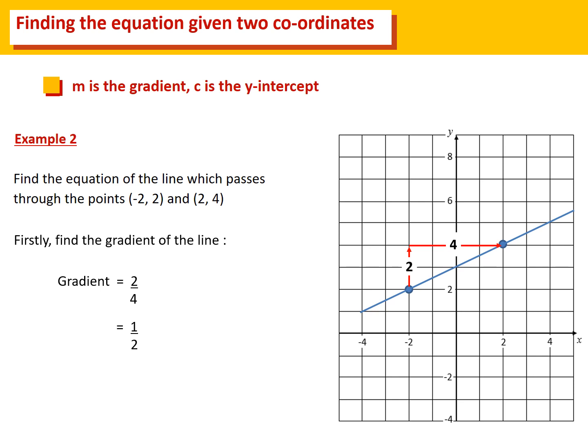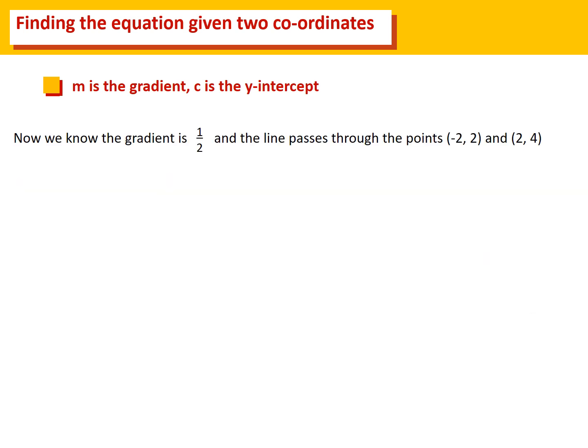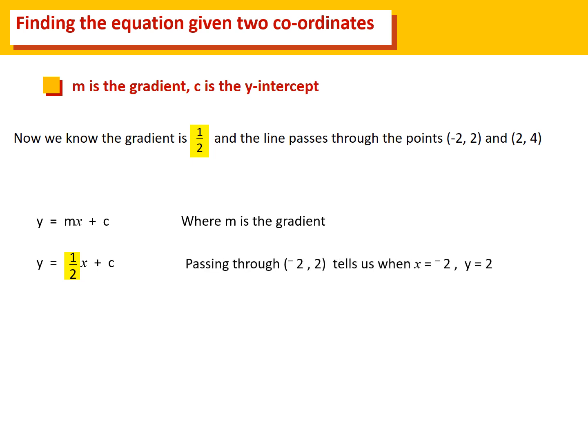So our line that we can see on the screen has a gradient of a half, and it passes through these 2 points here, which we're going to use to find the actual equation. Knowing the gradient is a half means that the equation must begin y equals a half x plus c, and we substitute the values given to us in order to find c. The first point I'm using is going to be the point negative 2, 2. It doesn't matter, you could have used the point 2, 4, as you will see.